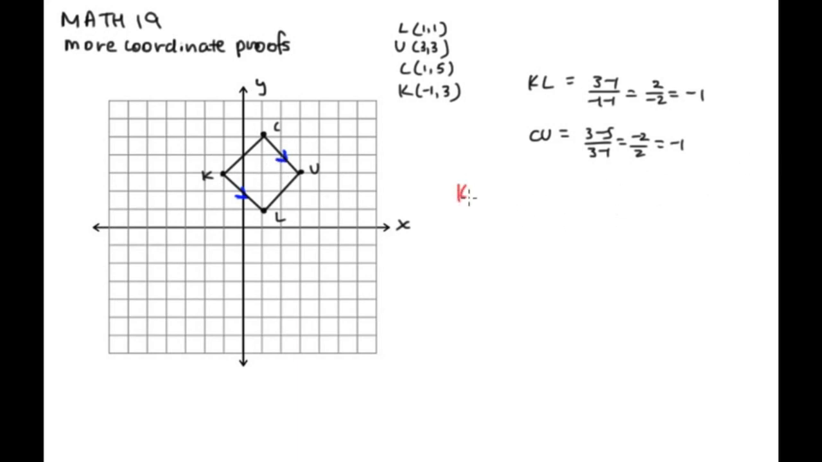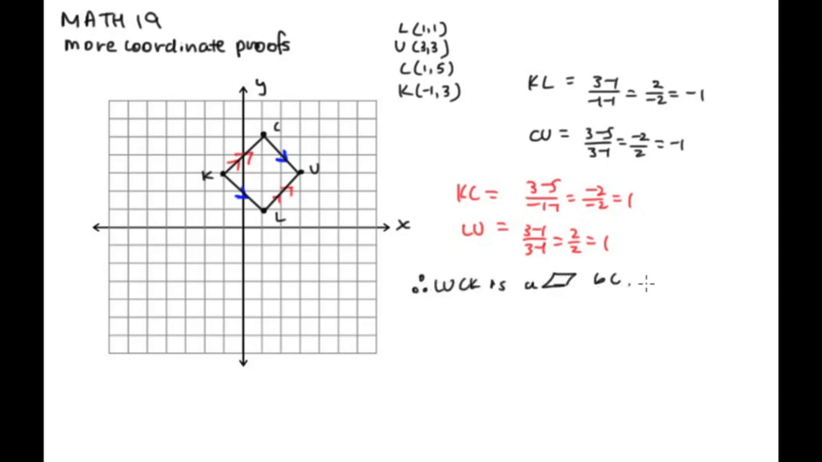So since they're the same slope, we can determine that these two sides are parallel. Switch to red. Let's find out KC. KC is 3 over 5 over negative 1 minus 1. So that's a slope of 1. And LU, 3 minus 1, 3 minus 1, 2 over 2, also equal to 1, and they have the same slope, so these are also parallel, and we have two pairs of parallel sides. Therefore, LUCK is a parallelogram because, as I wrote already in the previous problem.